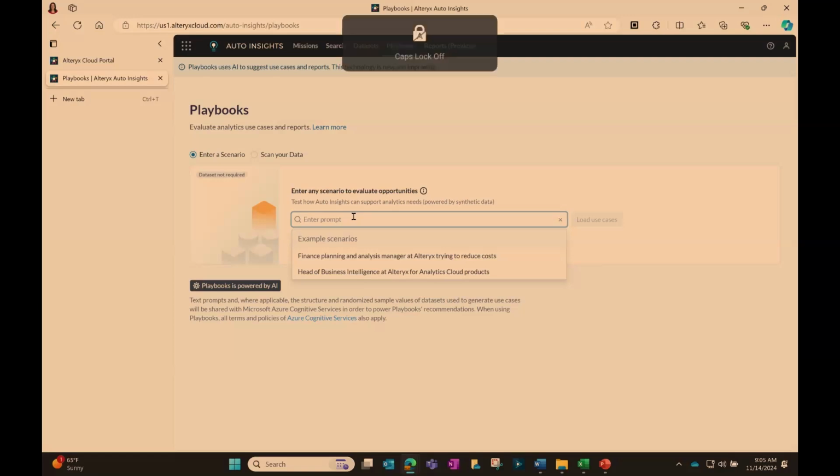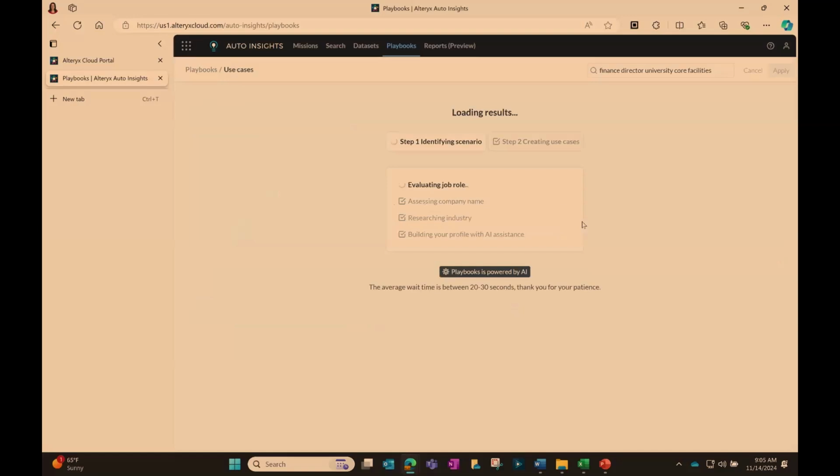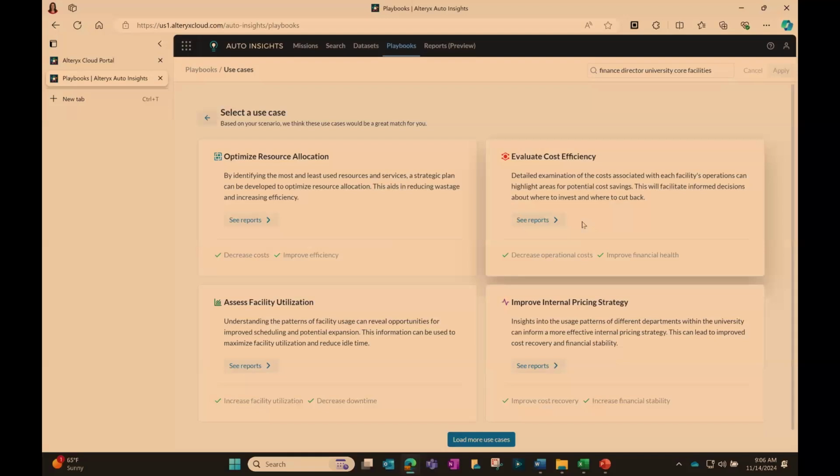And I'm going to say, tell me again, it was finance director? Finance director, and I'm going to say university. I want to give it some context. University core facilities. We'll see if it understands that. Let's see what generative AI comes back with. What we are doing is we are saying, hey, we want to know what kind of reporting, what kind of use cases might I have with my data? And so it is using the OpenAI internet to go do this. That's why I don't enter any organization, because it's not necessary, right? I tend to put the minimum amount.